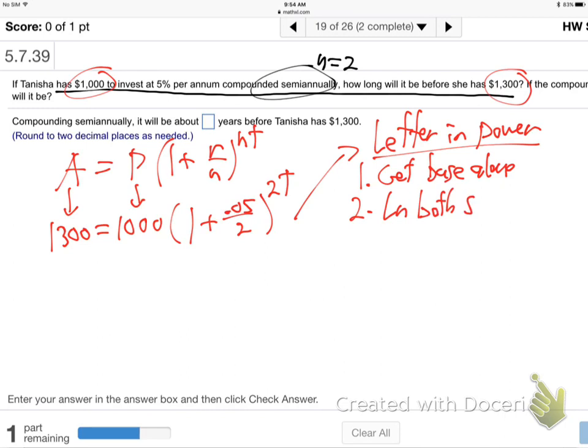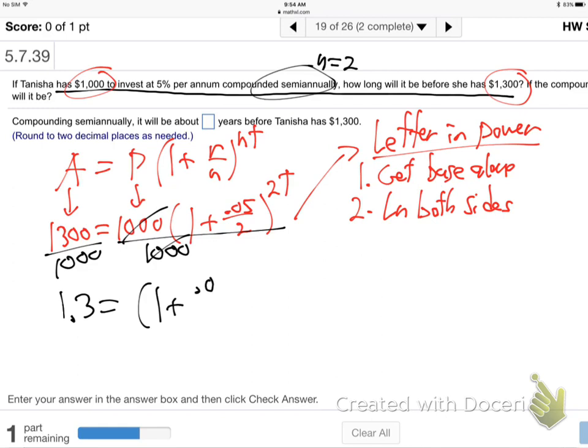You know what I mean by get base alone? Like, the base isn't alone. What am I going to do first on this one to get the base alone? You're going to have to get rid of that 1,000. Exactly. You first got to get rid of that 1,000 before you do the LN thing. You want the base to power thing alone before you do the LN. So that'll be 1.3 is 1 plus 0.05 over 2 to the 2t. Now we'll LN both sides.